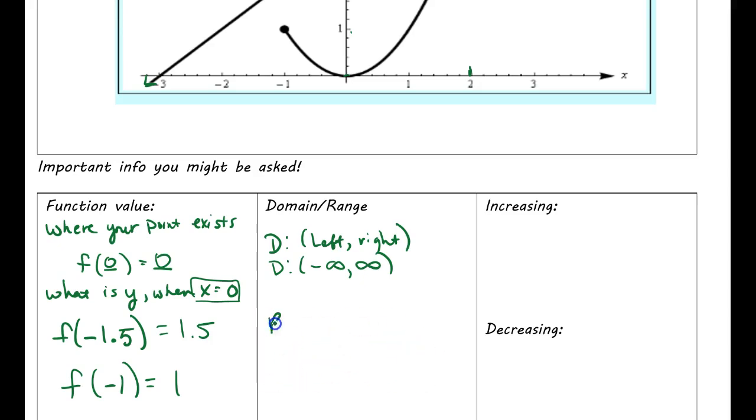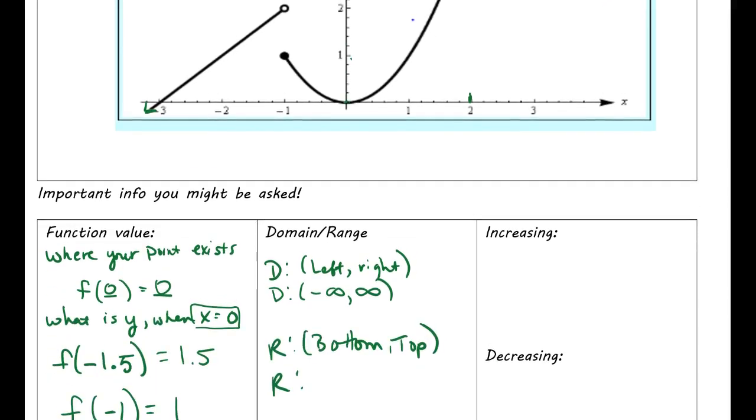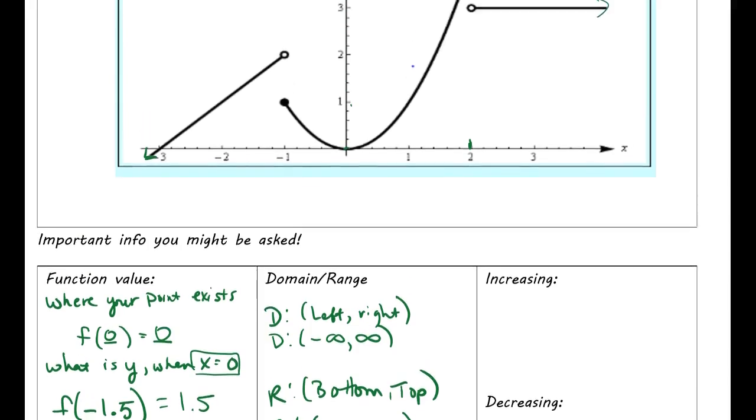Now on your range, instead of left to right, you need to look bottom to top and figure out what's the lowest value it can be, what's the highest value it can be. Well, on this one, once again, this arrowhead is continually going down, down, down, down, down, okay? Which means the lowest value here is going to be negative infinity.